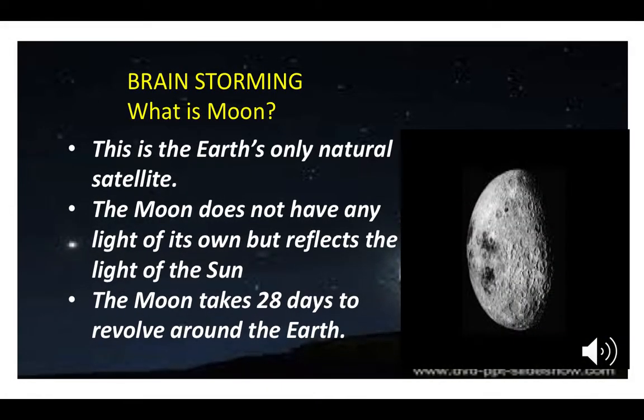Before proceeding to the main topic, you must know what the moon is. Moon is the Earth's only natural satellite. The moon does not have any light of its own but reflects the light of the sun. The moon takes 28 days to revolve around the Earth.